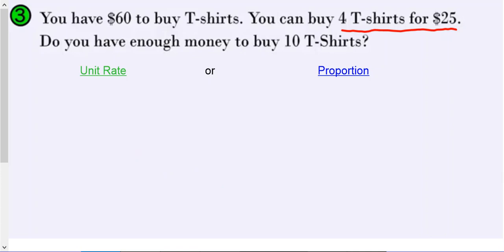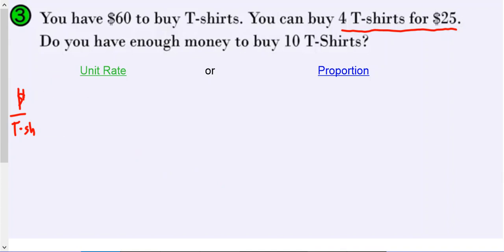So because we're trying to figure out how much each t-shirt costs, we're actually going to put money on top. We're going to want the money, the total cost, divided by the number of t-shirts. Okay, so for our unit rate, it costs $25 for 4 t-shirts. We're looking to figure out how much it costs for 1 t-shirt.